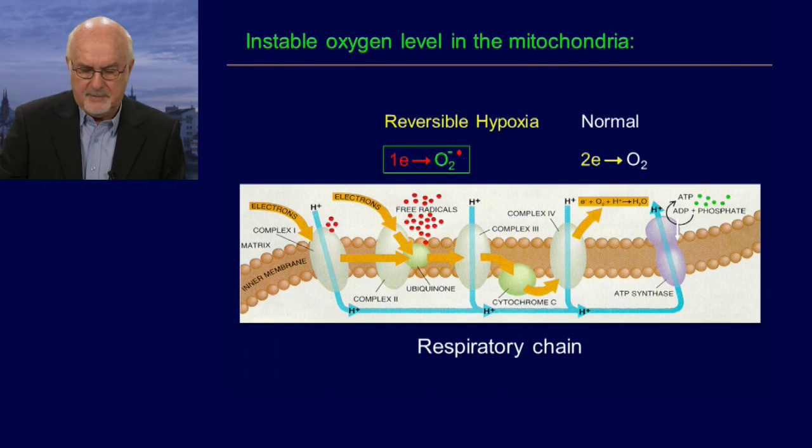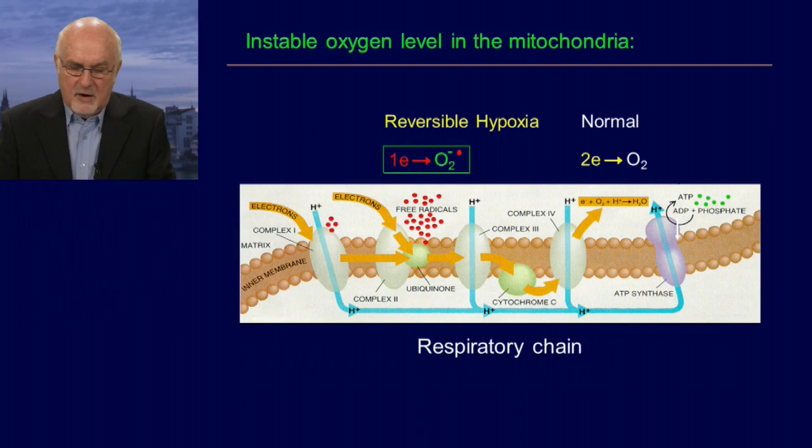This can be explained by the function of the mitochondria. Here you see the inner membrane of the mitochondria, and built in is the respiratory chain. The electrons from the Krebs cycle enter the respiratory chain and travel from one complex to the other, ending on the oxygen. The energy is used to pump protons, and the proton gradient drives the ATP synthase to produce ATP.